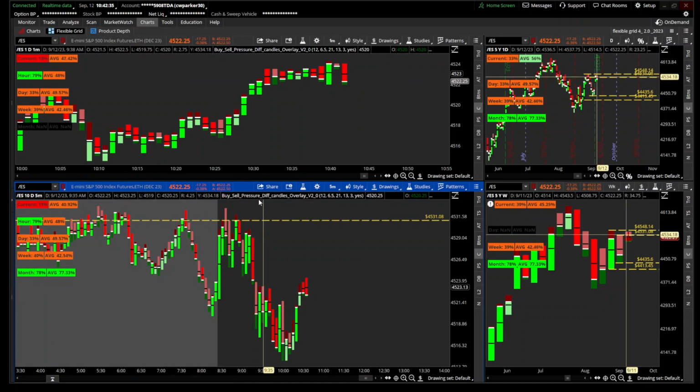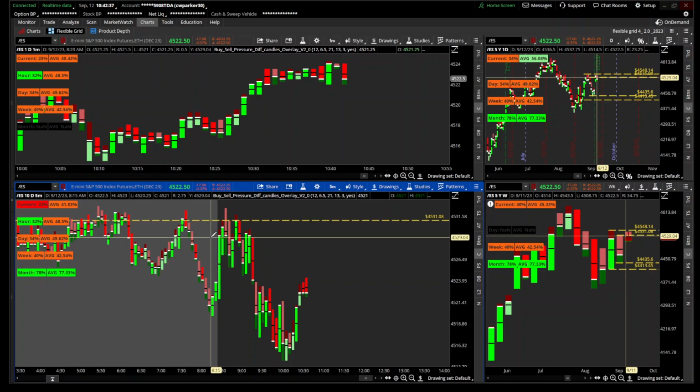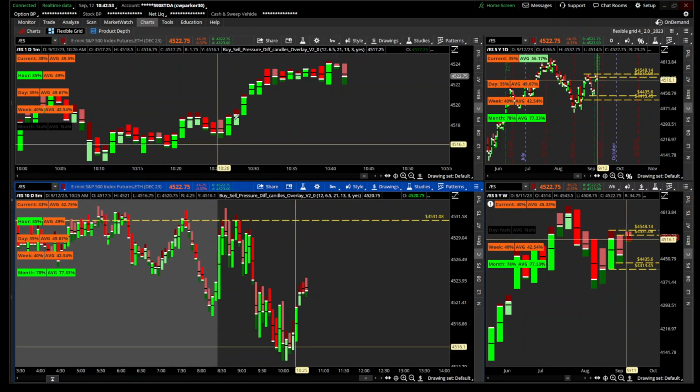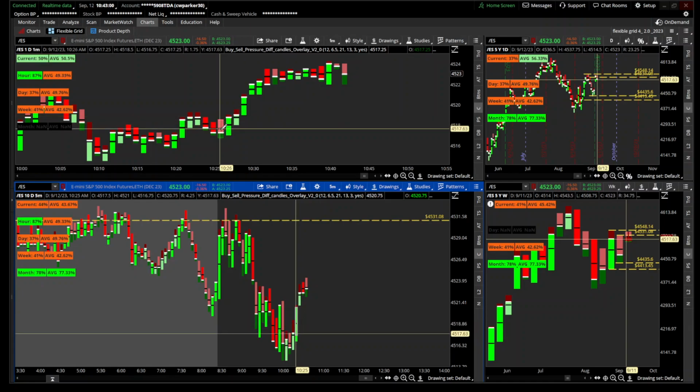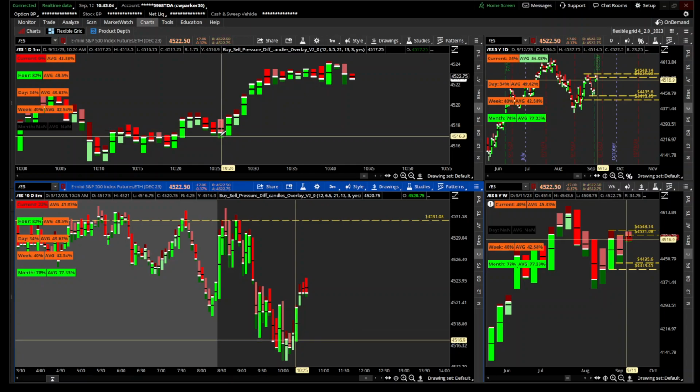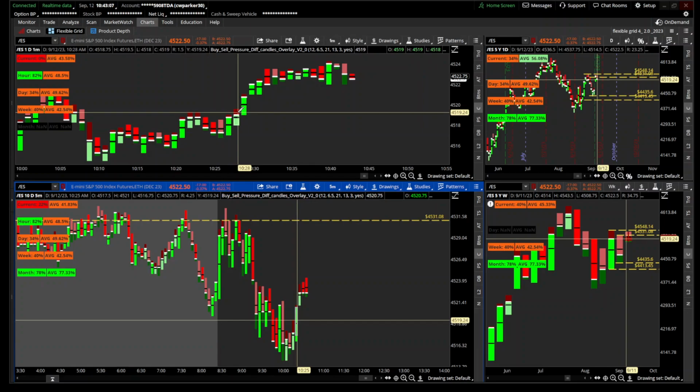For the most part, what I did was base it on the percentage of where the close is within the high and low of the candle. You'll get bright green if it's above 75%. You get bright red if the closing price is below 25% of the candle. You get this light green if it's above 50% of the candle, and you'll get this pinkish color if it's below 50% of the candle, and if it's between 25% and 50%, you'll get this dark green or this dark red.